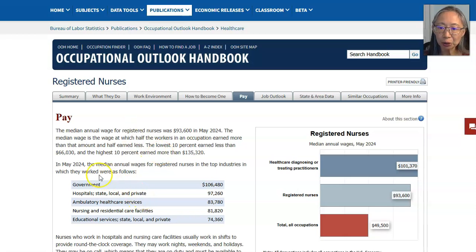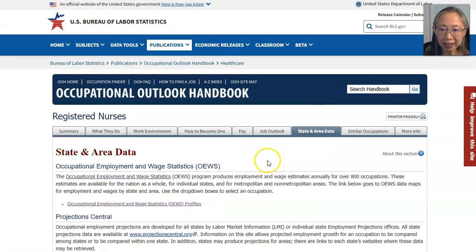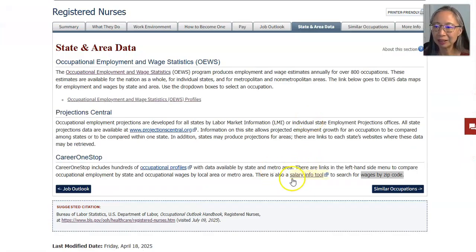It also tells you what the median wage is in different settings. In governments, they get the highest pay. Hospitals is the second, and then nursing home and school will be paid the lowest. You can also drill down to more specific state and area data. Under this salary information tool, you can search for wages by zip code.